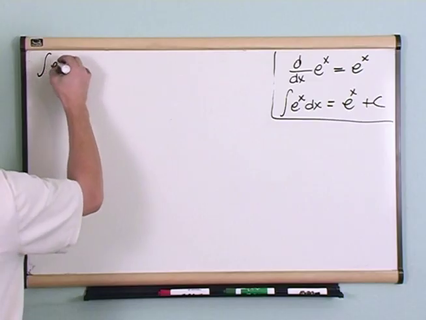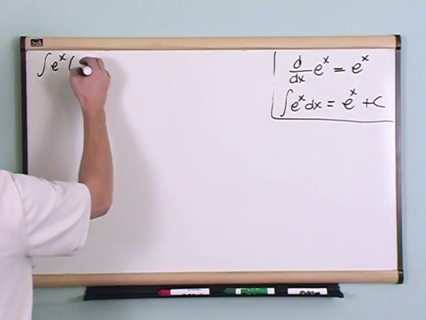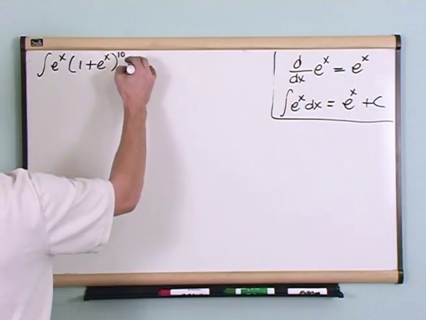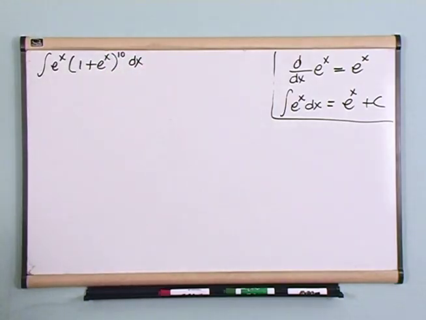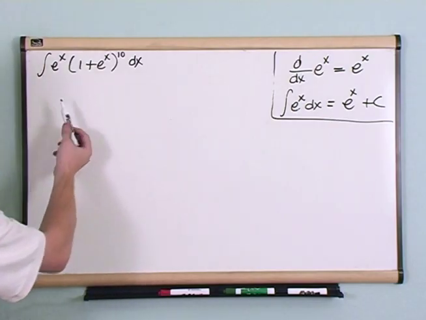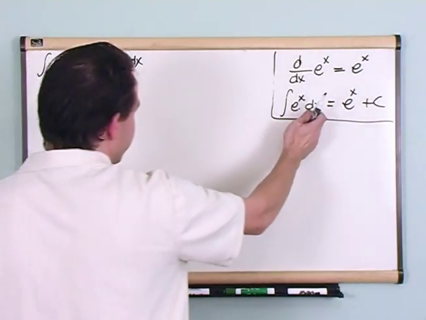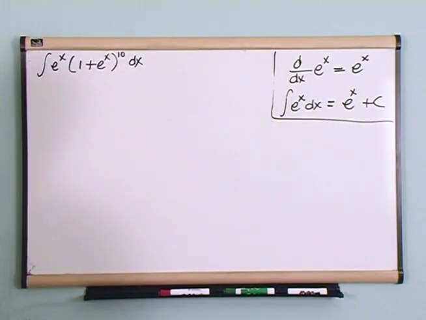Let's try something a little bit harder. The integral of e to the x times (1 plus e to the x) to the power of 10, over dx. Well, this is exactly what I told you. If I see something like this on a test, I've got exponentials, I need to try to do some substitution so that I can end up and use this property. That's what I'm going to try to do. It may not work out, but that's what I'm going to try to do.